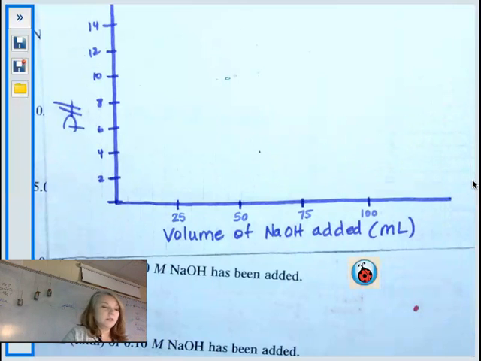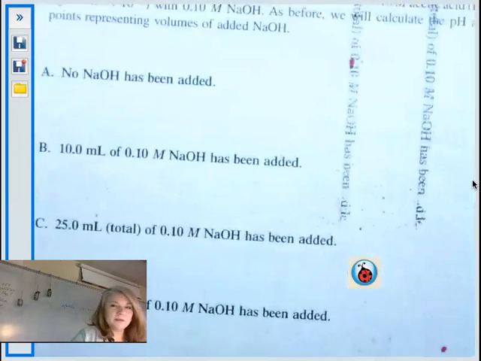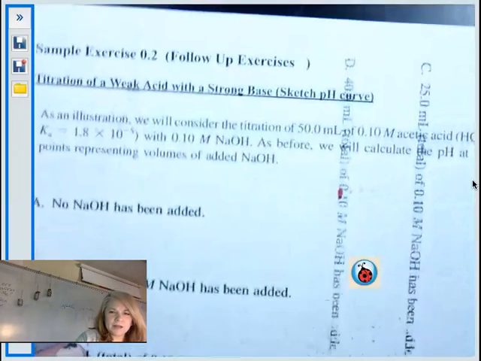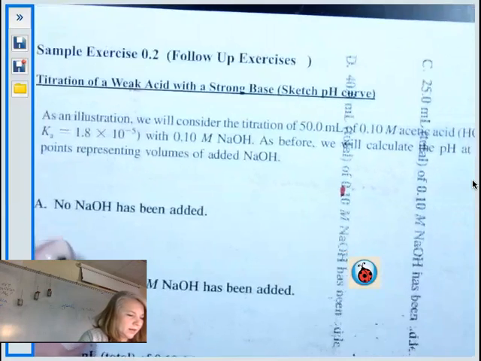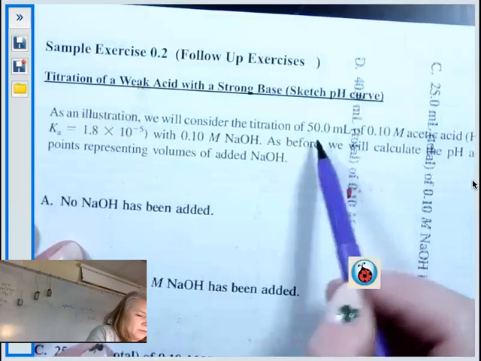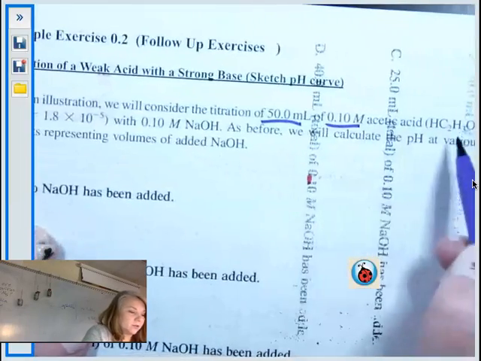Okay. Scrunched. Let's look at what we've got. We've got 50 milliliters of a 0.1 molar acetic acid solution.